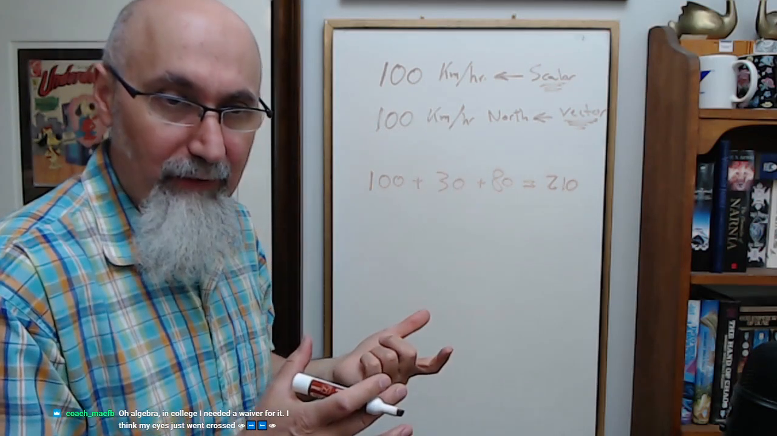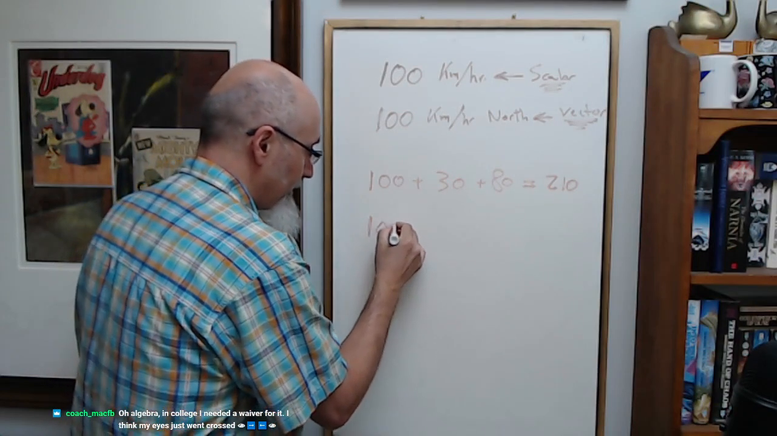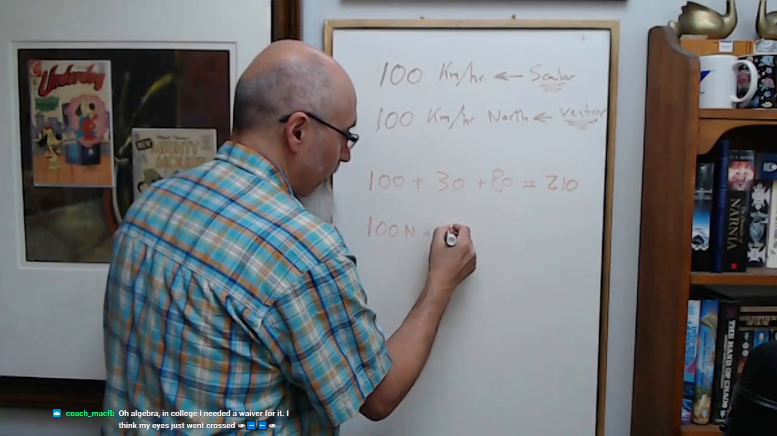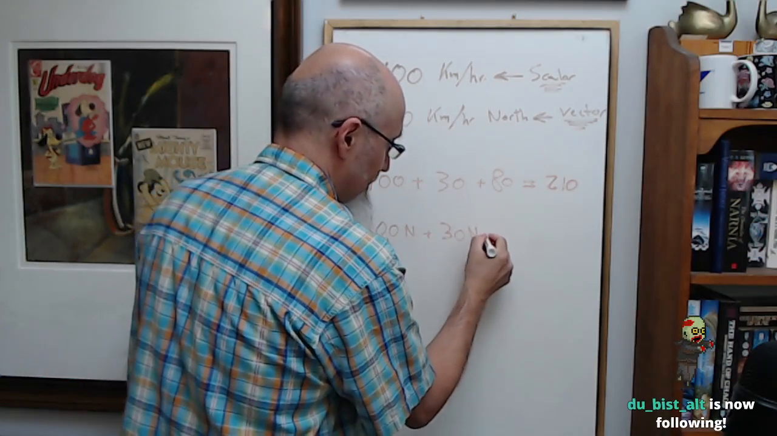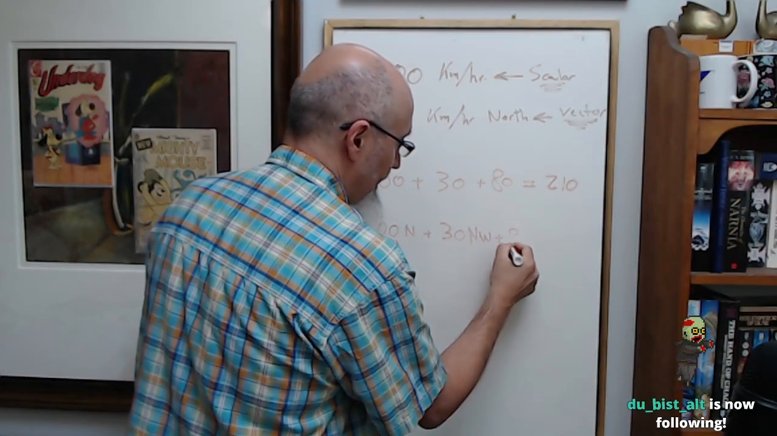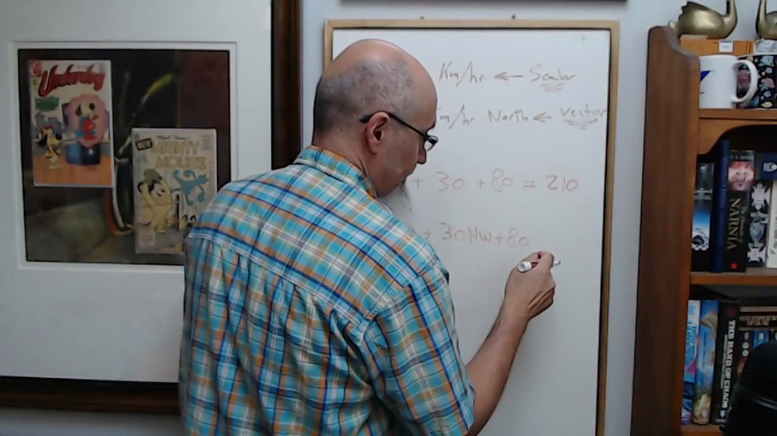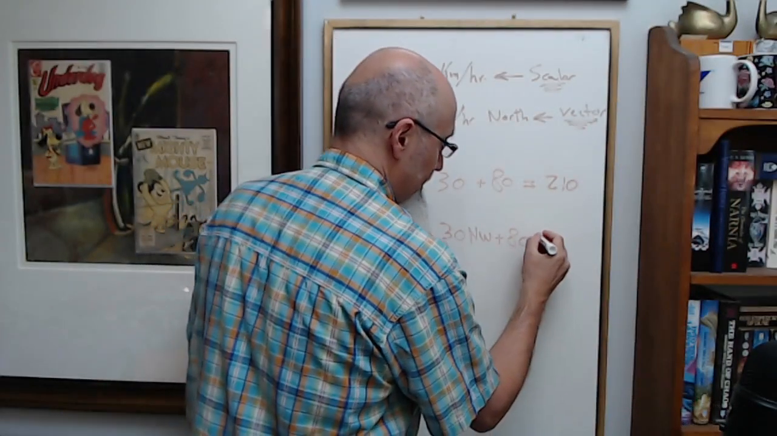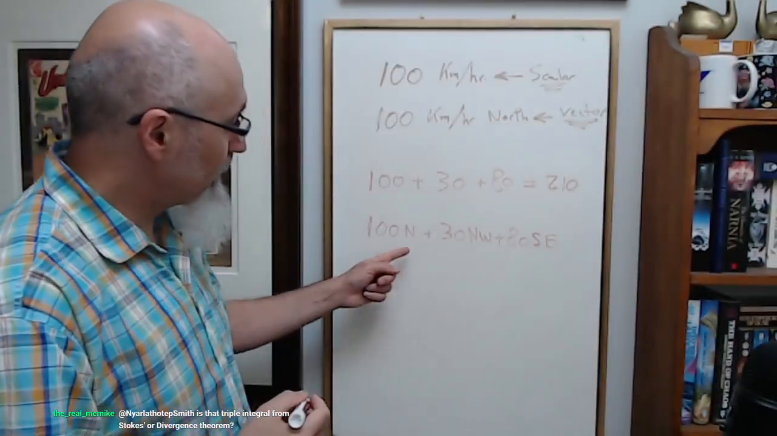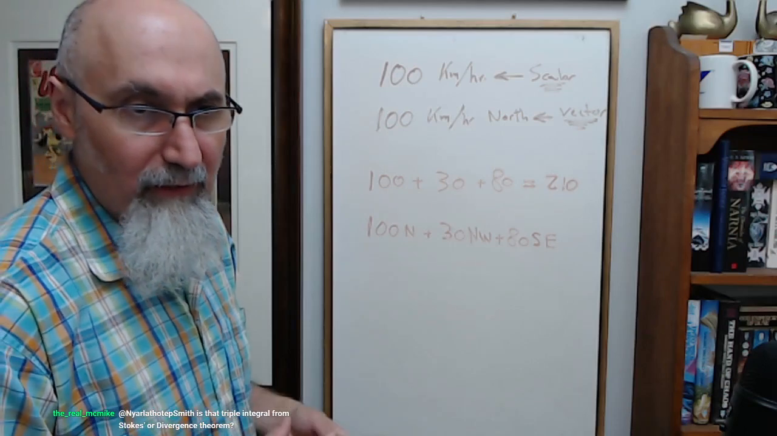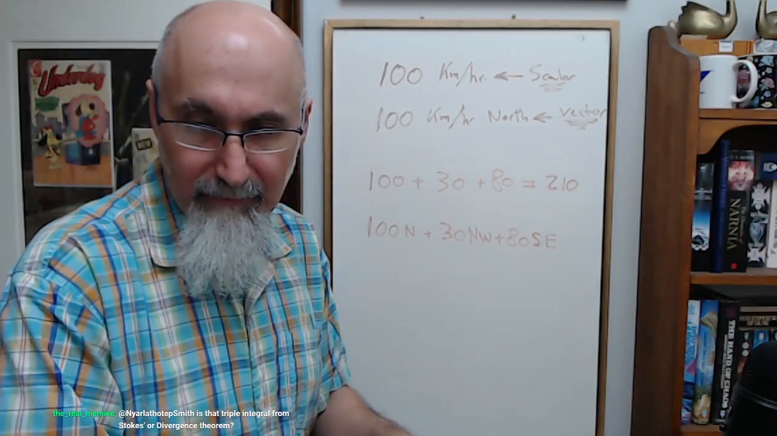You can't just add it up that way. For example, let's assume this was 100 north plus 30 northwest plus 80 southeast. Let's say we wanted to do this, right? You can't just add the numbers. Because the way this looks is this. Take a look.